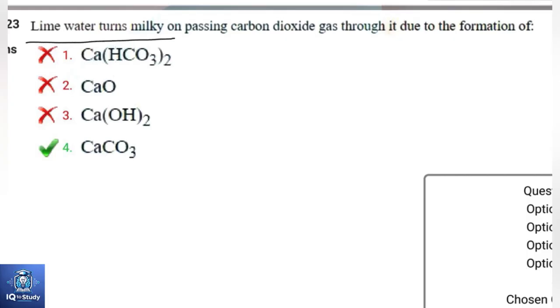Lime water turns milky on passing carbon dioxide gas through it due to the formation of CaCO3.